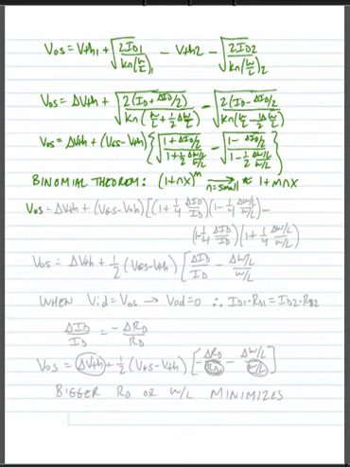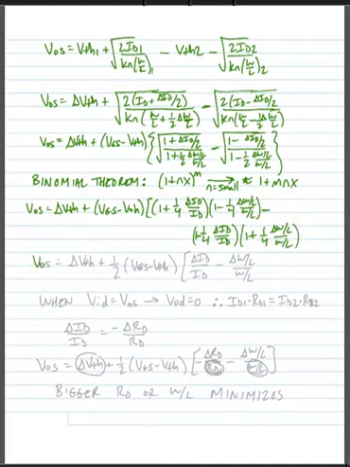And if we use this theorem, we can now do a little bit of algebra and say VOS is equal to delta VTH plus VGS minus VTH times 1 plus 1/4 delta ID over ID times 1 minus 1/4 times delta W over L over W over L, minus, we're going to continue on the next line here, 1 minus 1/4 times delta ID over ID times 1 plus 1/4 delta W over L over W over L.